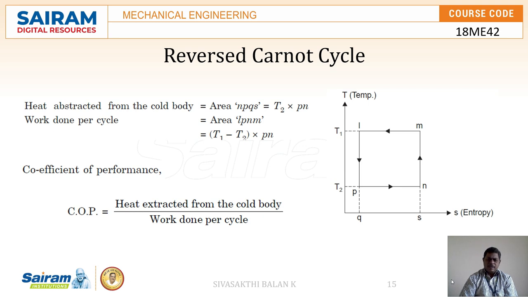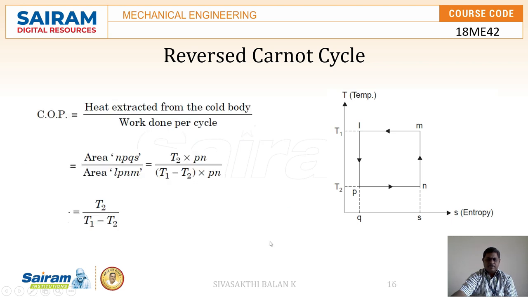And the work done per cycle can be calculated by calculating the area covered by the process L, P, N and M, where LP is calculated as the temperature difference T1 minus T2 and NM is nothing but PN. So if you substitute these two values in the COP, we can easily derive the COP of the reversed Carnot cycle.